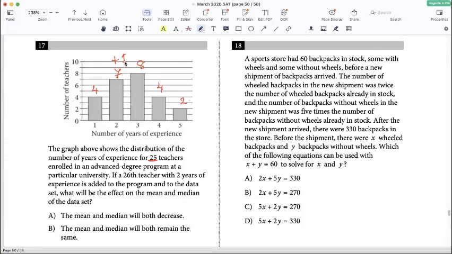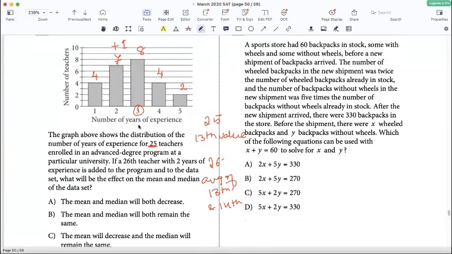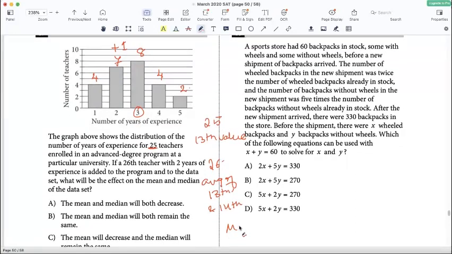Now the initial median for the 25 teachers would be the 13th value, right? So the 13th value would be 3. And for the new set, the median would be the average of the 13th and 14th values. So that's also 3. So the median has not changed, right? Median has not changed.